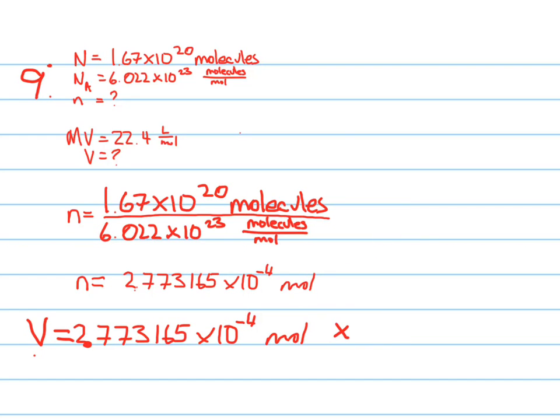So to figure out my volume, I'm going to take the 2.77 times 10 to the minus 4 moles, and I'm going to multiply it by 22.4 liters for each and every mole. And my answer is going to work out to be 6.21 times 10 to the minus 3 liters.